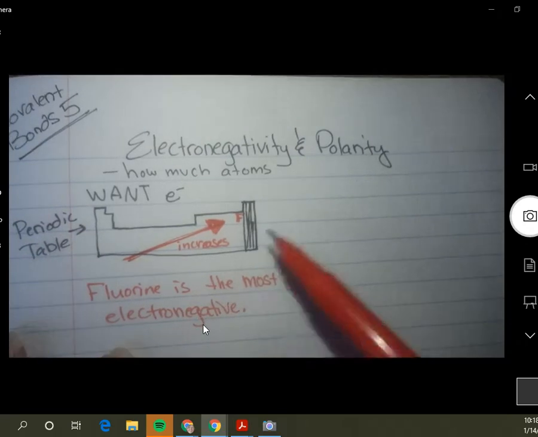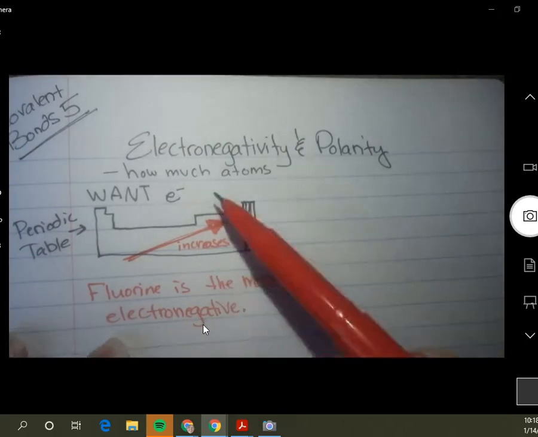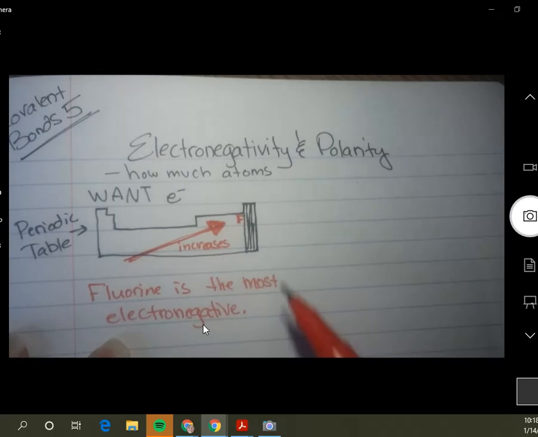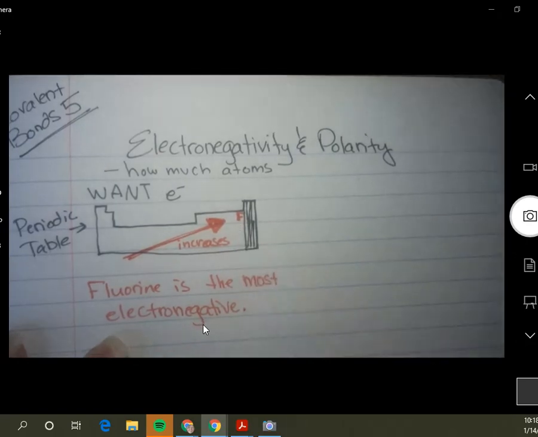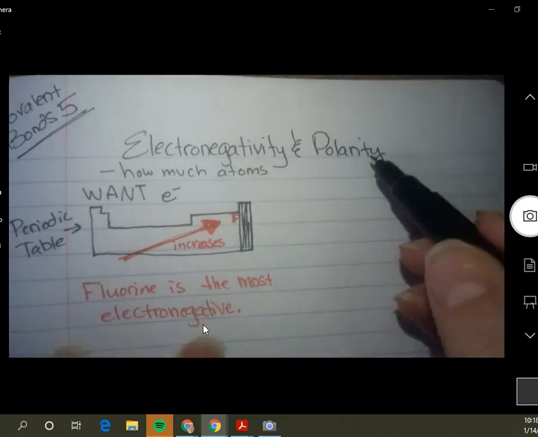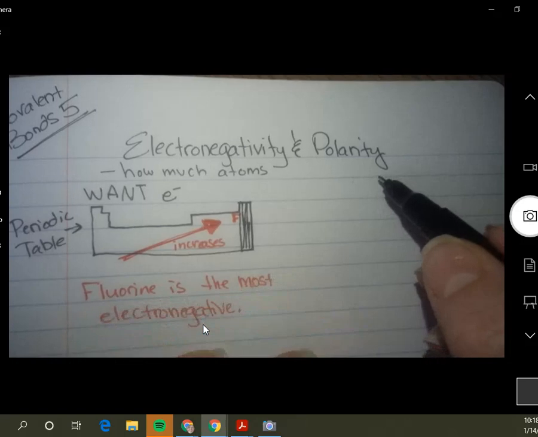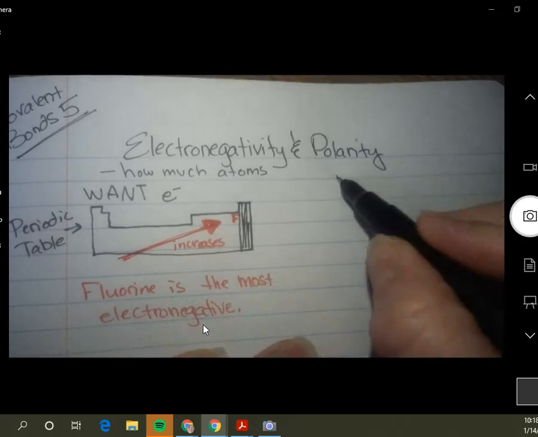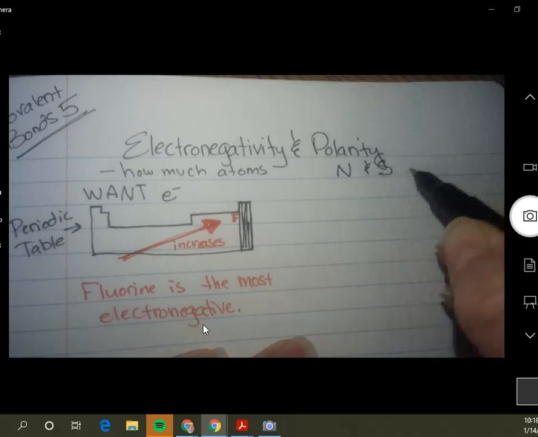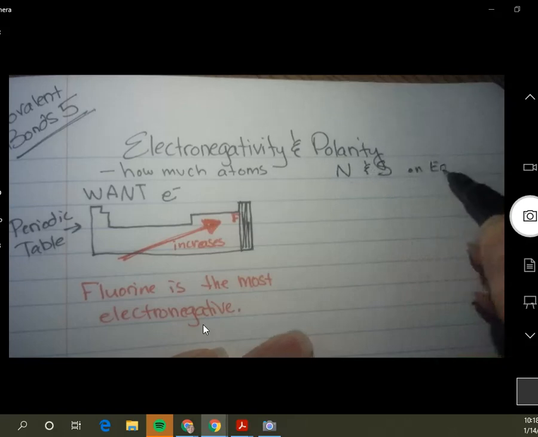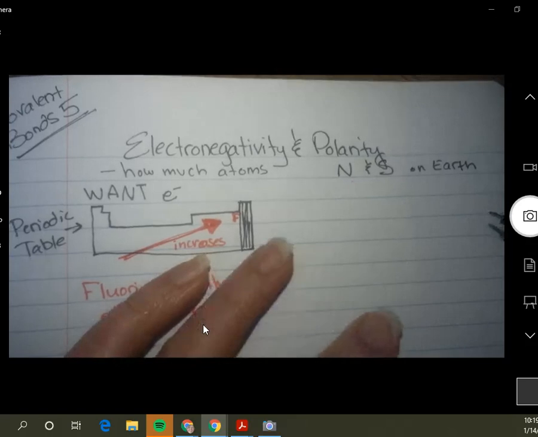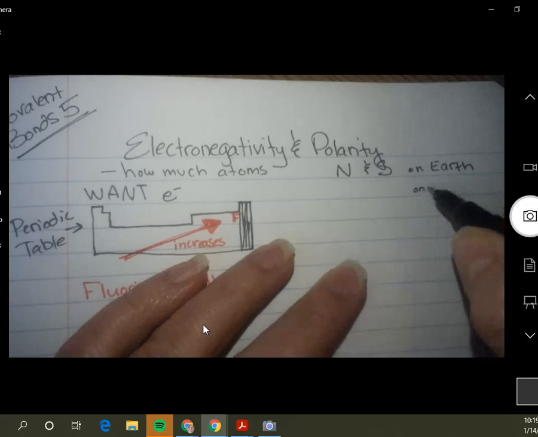All right, so that's kind of reviewing electronegativity. How much is that atom going to really draw in electrons? Okay. But what about polarity? What do we know about polarity? The Earth has poles, right? And the Earth has a North Pole and a South Pole. What else has poles that you know about? Aren't there North and South poles on magnets?